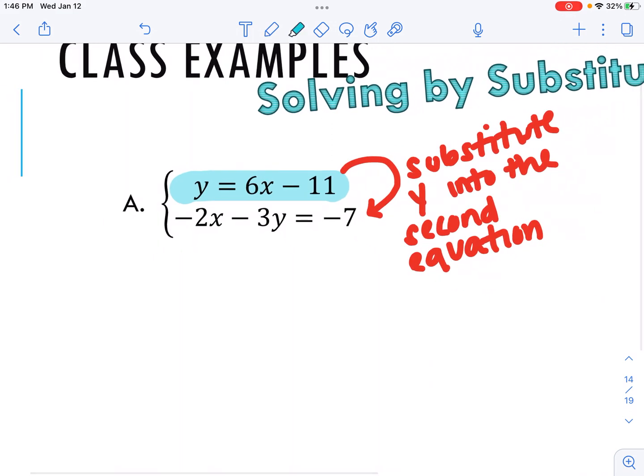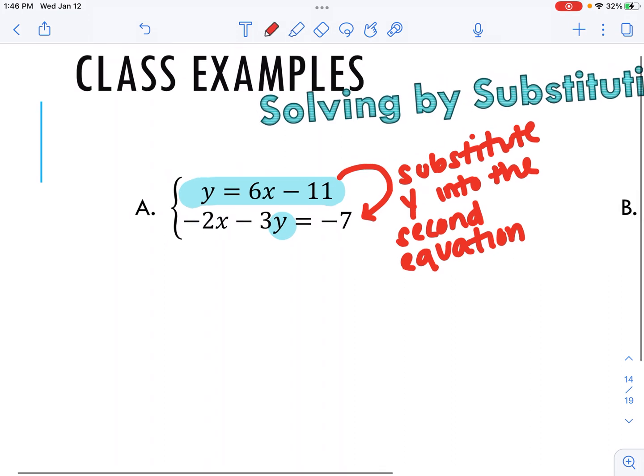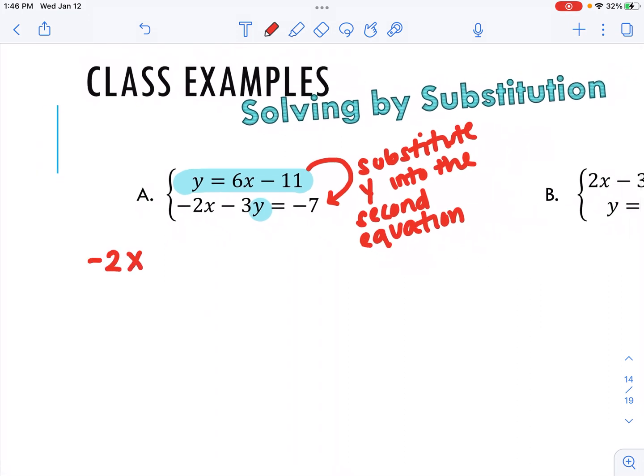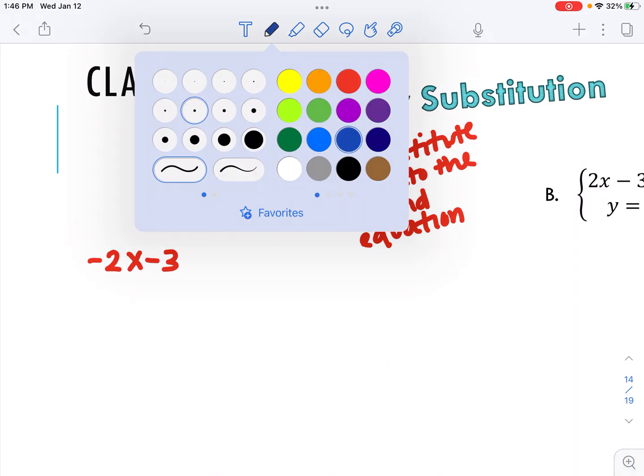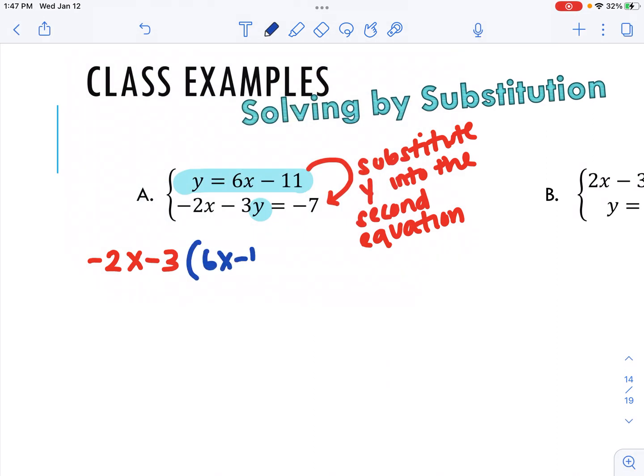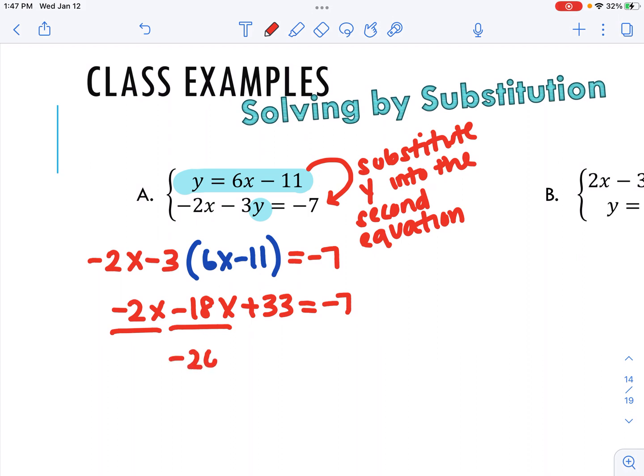So every time I see y, I'm going to replace that y with 6x minus 11. So let's do that. We have 2x minus 3 times the quantity, well, that y is 6x minus 11, is equal to negative 7. I just took this 6x minus 11 and replaced it here for y. All right, so from here, we're just going to solve this out, and you're going to notice that we're going to solve for x. 2x minus 18x plus 33 is equal to negative 7. I'm going to combine like terms. 2x minus 18x gives me negative 16x plus 33 equals negative 7.